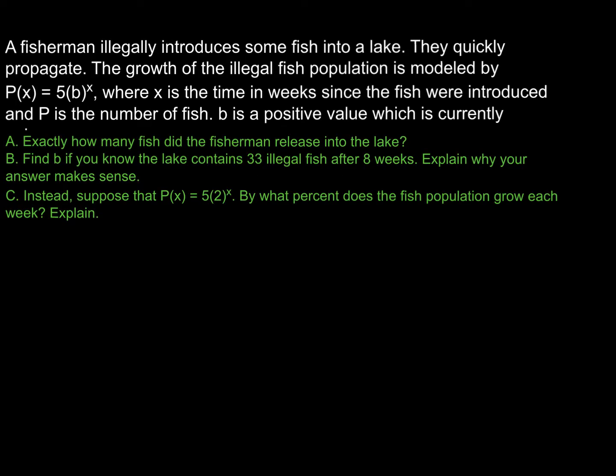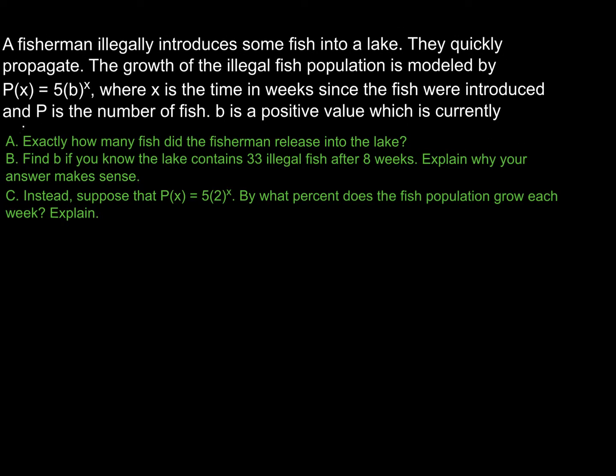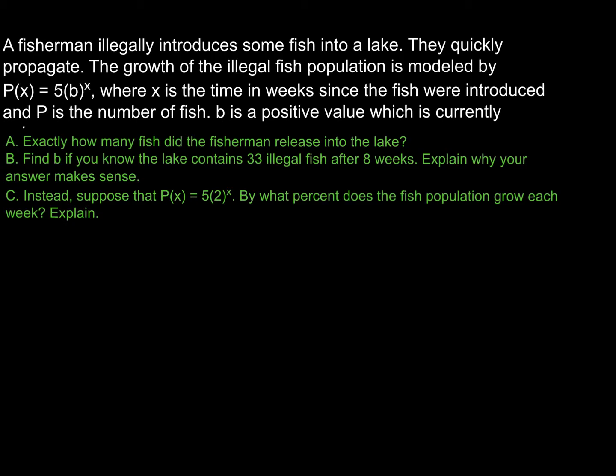So we have this fisherman who illegally introduces some fish into a lake, and they quickly begin to propagate. The growth of the illegal fish population is modeled by the function p of x, which is 5 times b to the x, where x is the time in weeks since the fish were introduced, and p is the number of fish. B is a positive value, which is currently unknown. And the questions that we might want to ask ourselves are, how many fish did the fisherman actually release into the lake? And then we might also be curious, what is this missing B value? And so those are the things that we're going to go through and try and find.